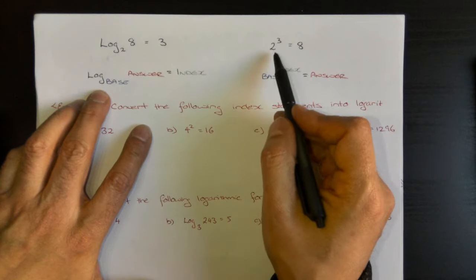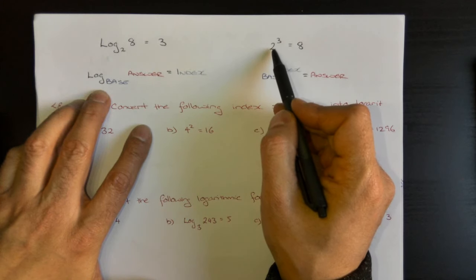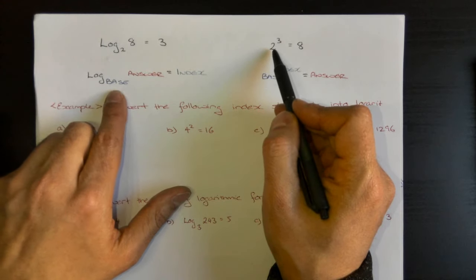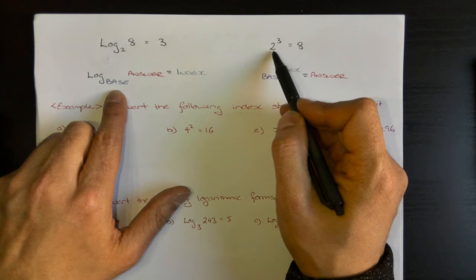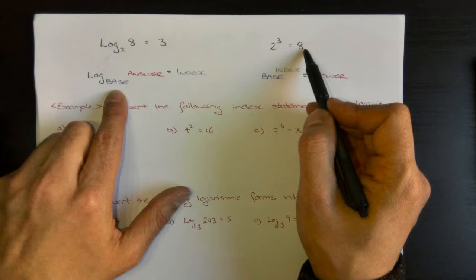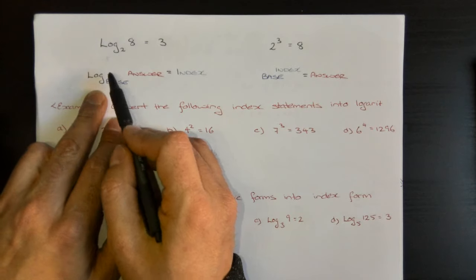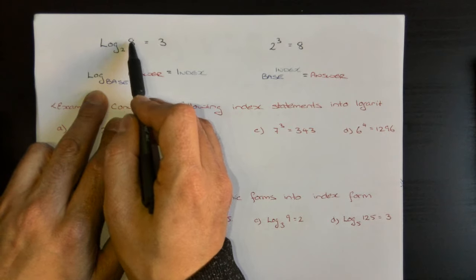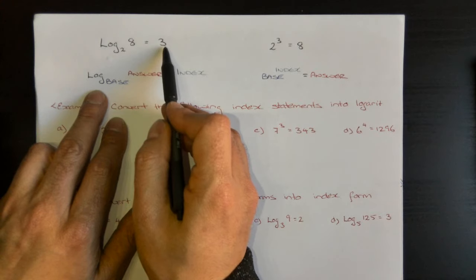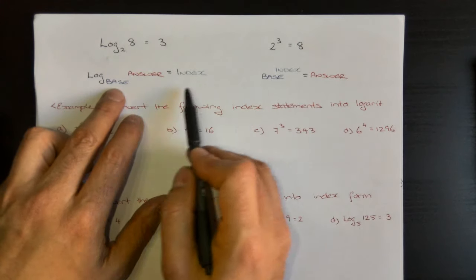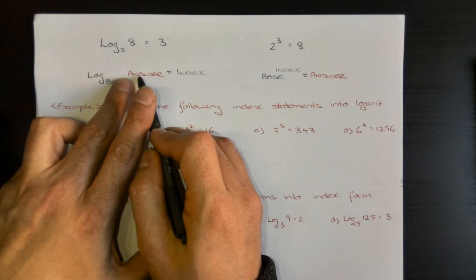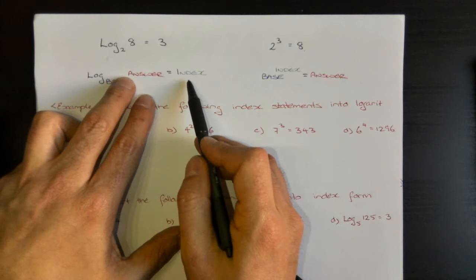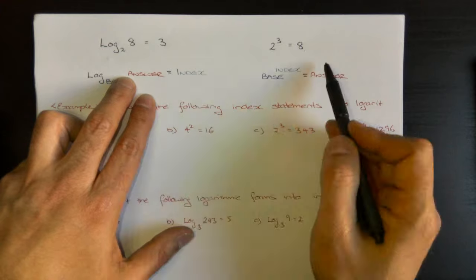So notice that here the 2 is the base, and that's what we call the base. In index form it goes base, index, equals answer. And in log form it's log base, answer, equals the index. Yeah, so the 2 is the base, it's the smaller digit. The 8 goes next to it, which is the answer, and the index is what it equals.